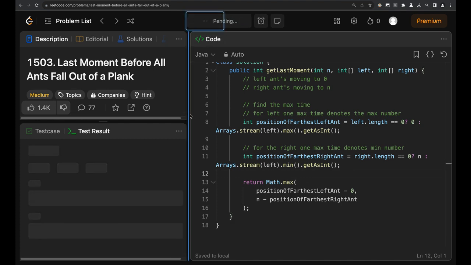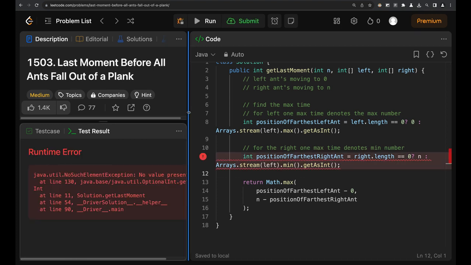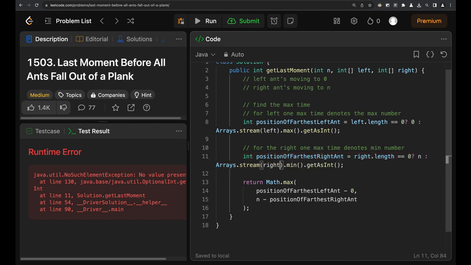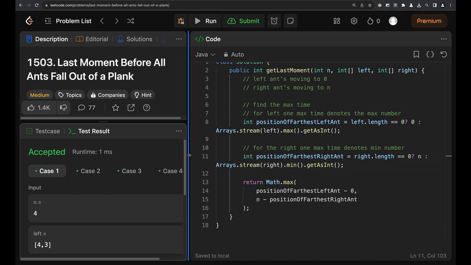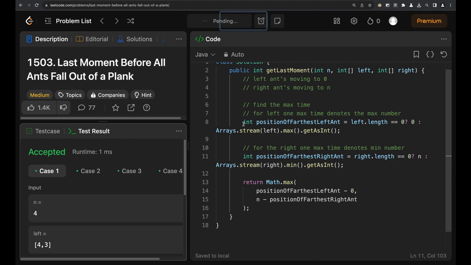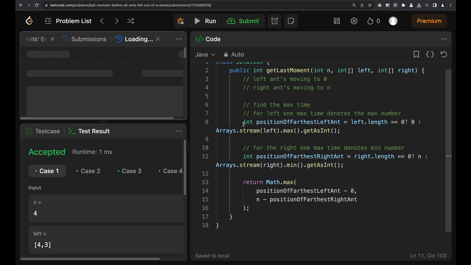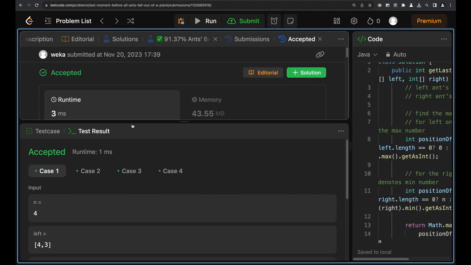Let's compile this. Oopsie. Seems it took some other direction. Okay, I want to take this as right. That's the reason. And yep, my sample test cases are passed. Let's submit this to check it for the remaining test cases as well. So yeah, it says accepted.